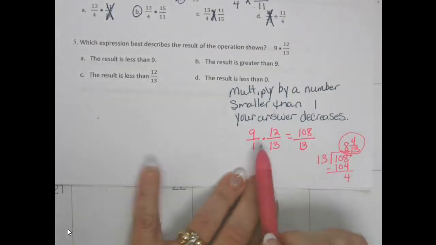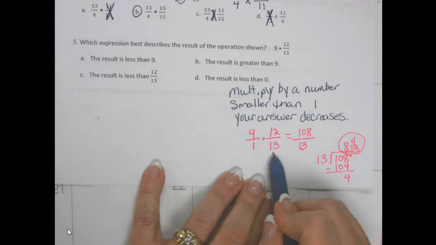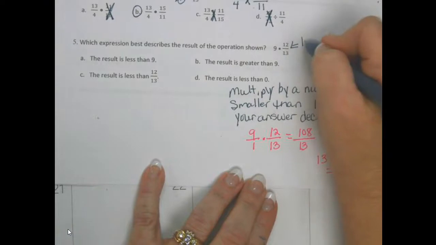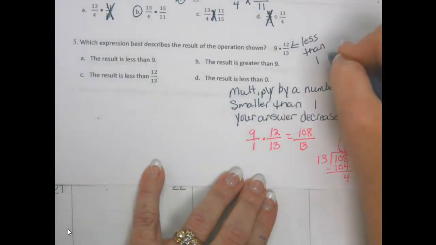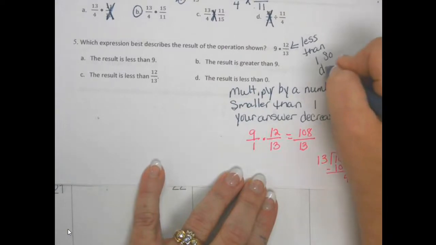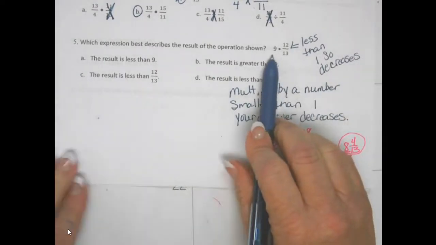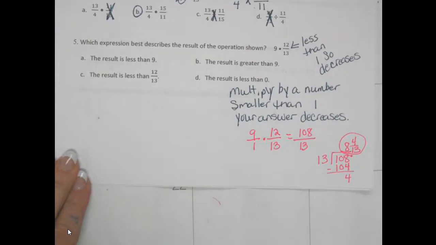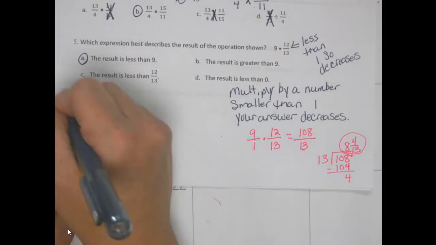So when I multiply by a number less than 1, my number decreases. This is less than 1, so it decreases. That means it's going to be less than 9. Which of these is a result of less than 9? A.